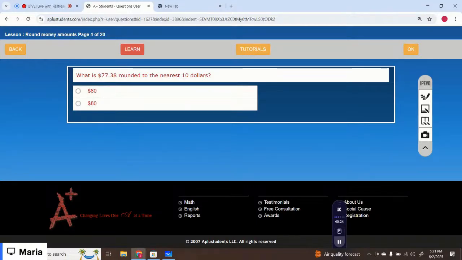What is 77.38 rounded to the nearest $10? So which is the correct option? So 77.38 is rounded to $80. Option number two is the correct option. That is $80.